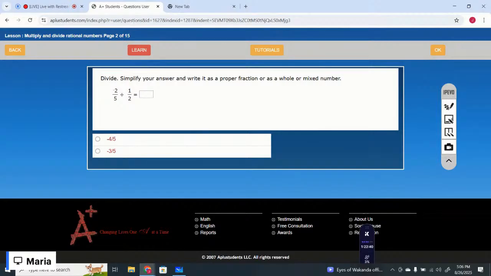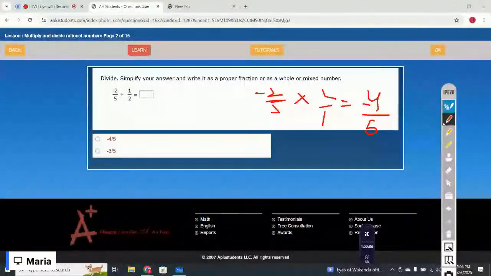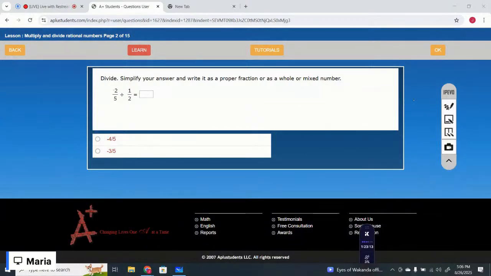So negative 2 by 5, and replace the division sign with multiplication and the reciprocal, 2 times 1. That is negative 4 by 5. Option number 1 is the correct option.